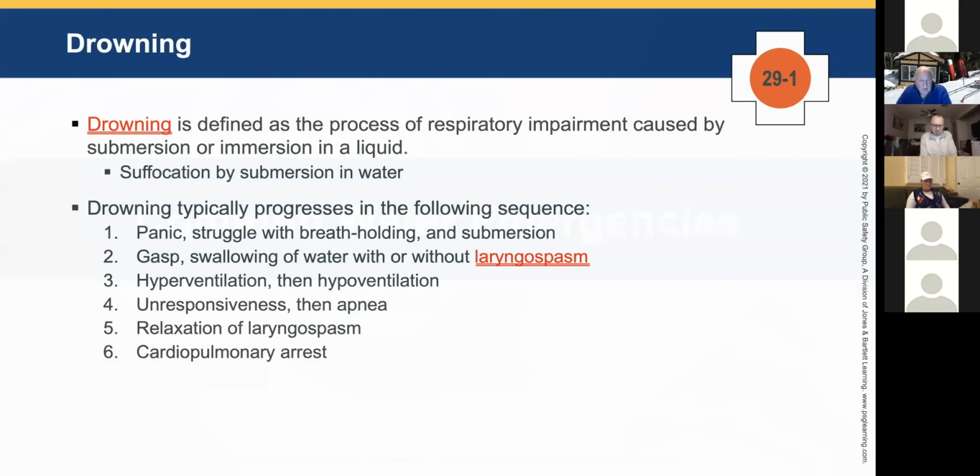Drowning typically progresses in the following sequence. Drowning is suffocation by submersion in water. Drowning typically progresses in the following sequence: panic, struggle with breath holding, submersion, gasp, swallowing of water with or without laryngospasm, hyperventilation, then hypoventilation, unresponsiveness, then apnea, relaxation of the laryngospasm, and finally cardiopulmonary arrest.